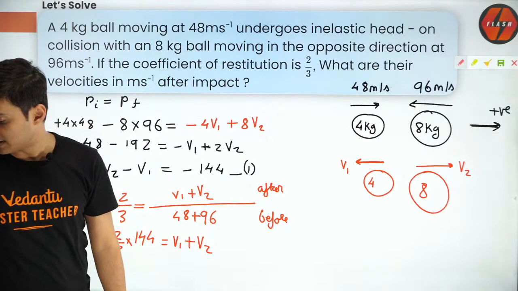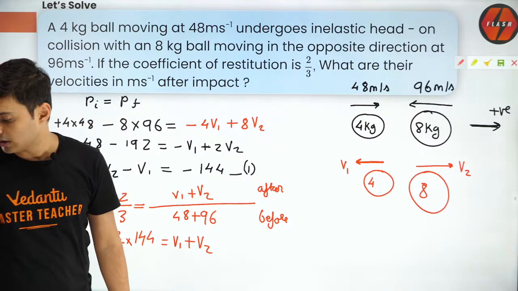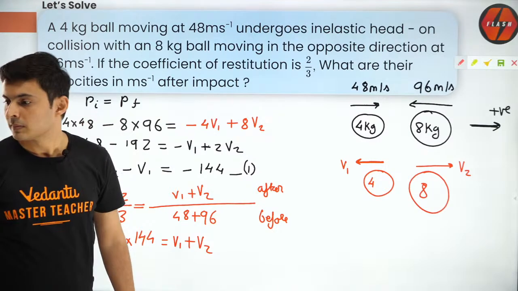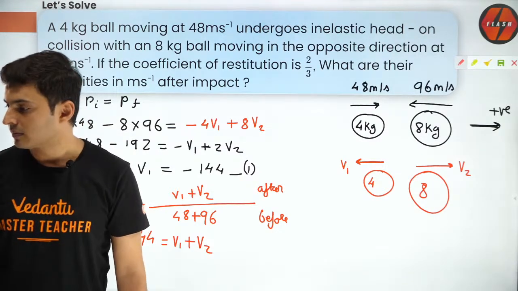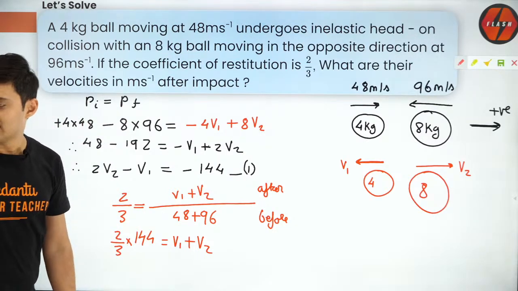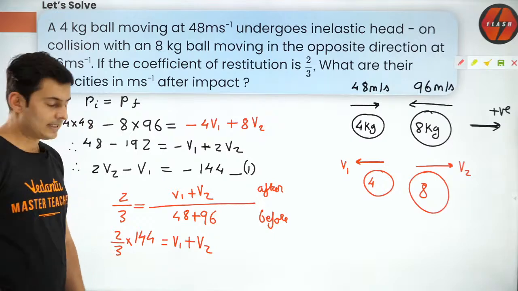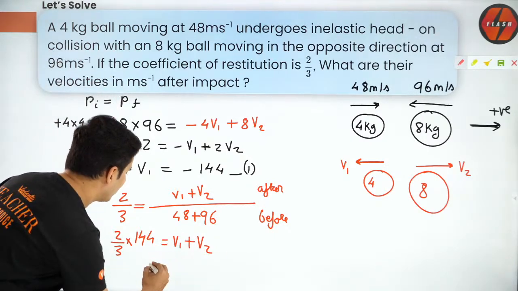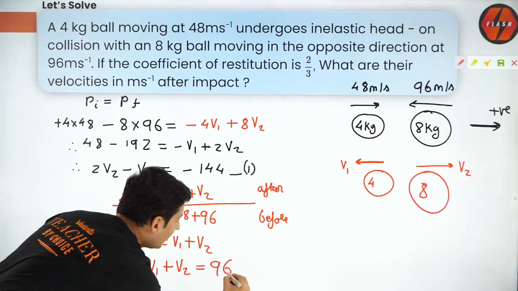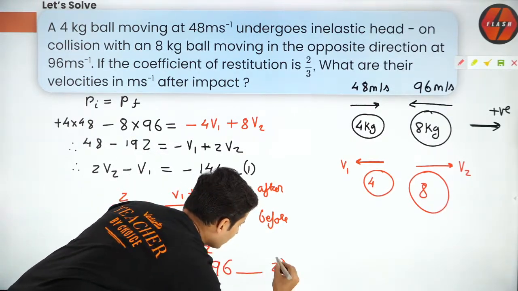Come on, I'm reading all your chats. Come on. How much is it? Everyone, come on. 48. No, I think it is 96. Yes, correct. So this will become V1 plus V2 is equal to 96, and that's your equation 2.